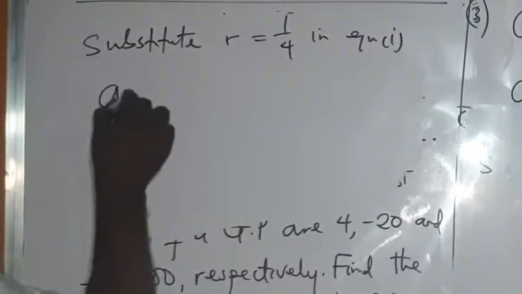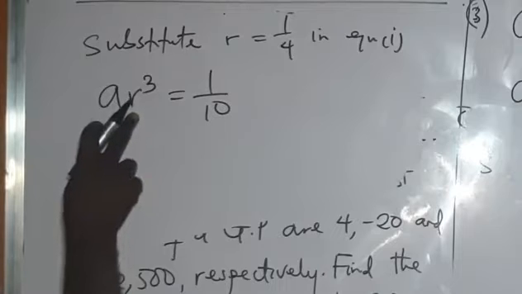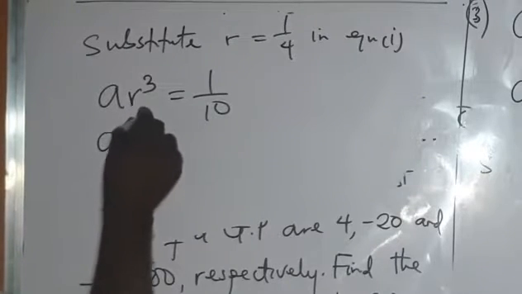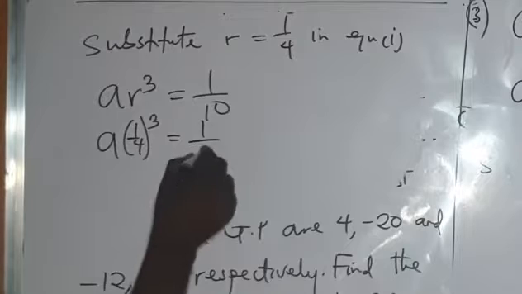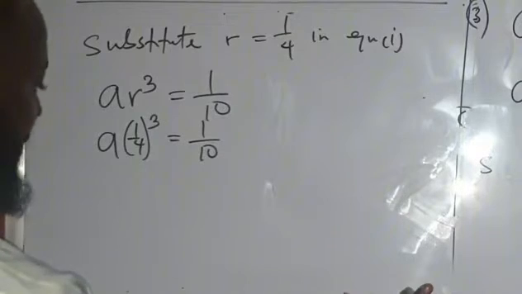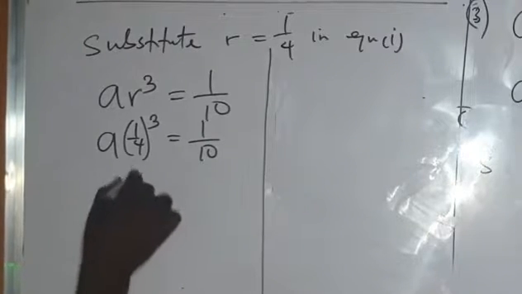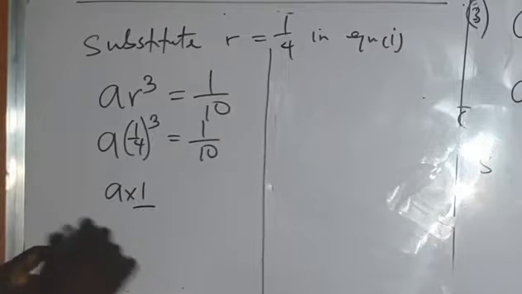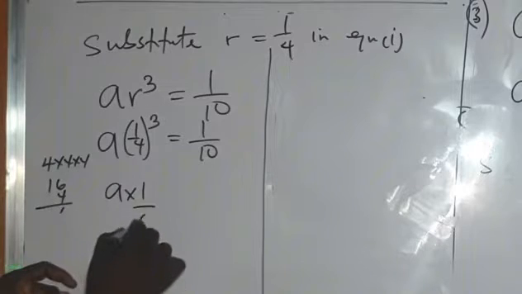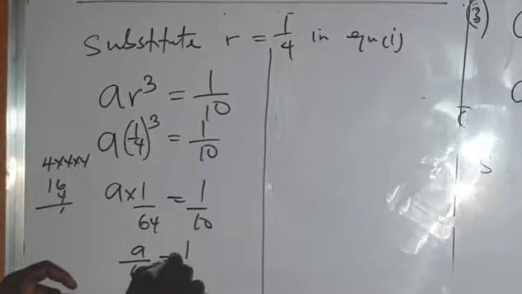In equation 1, a r raised to 3 equals 1 all over 10. So we're now going to put the value of our r here, which will give us a times 1 all over 4 raised power 3 equals 1 all over 10. So we can have it this way. This will give us a multiplied by 1 all over 4 raised power 3, which means 4 times 4 times 4. 4 times 4, 16. 16 times 4, 64, right? Equals 1 all over 10. So that means a all over 64 equals 1 all over 10.